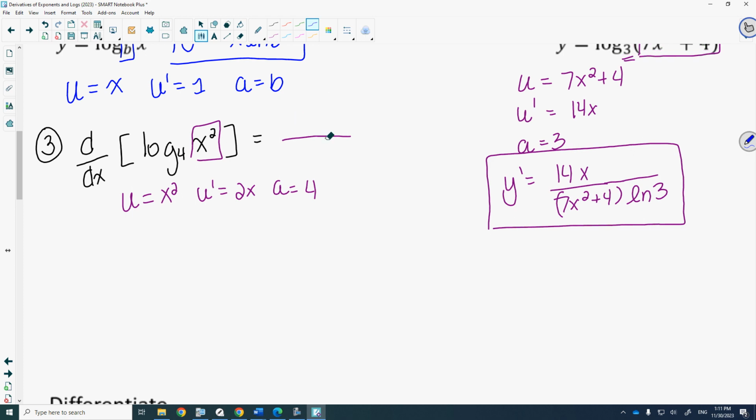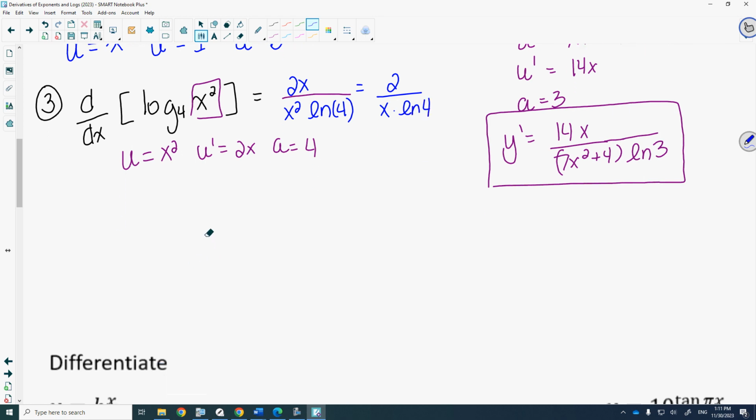So u prime is 2x over u, x squared, times the natural log of the base, which is 4. And then from here, I could simplify, and it's going to be 2 over x times the natural log of 4. Let me show you an alternate way that you could do this exact same question.